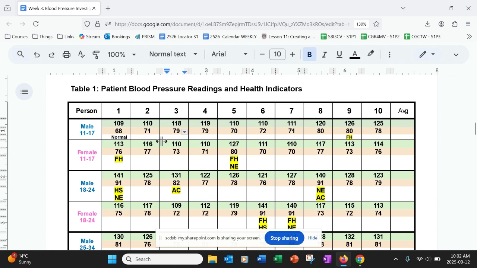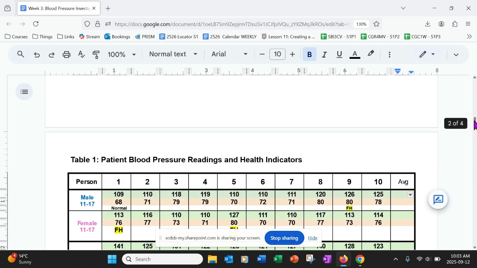Okay. So the top number here in green is the systolic pressure. That's the top number. And then the bottom number is the diastolic pressure. And if you don't remember what those are, please go back to week 2. It's on pages 10 and 11, somewhere in the content. So you have to make sure you know what you're talking about.